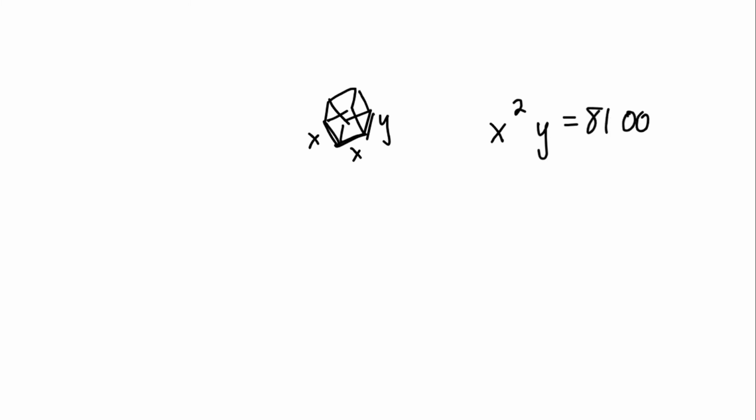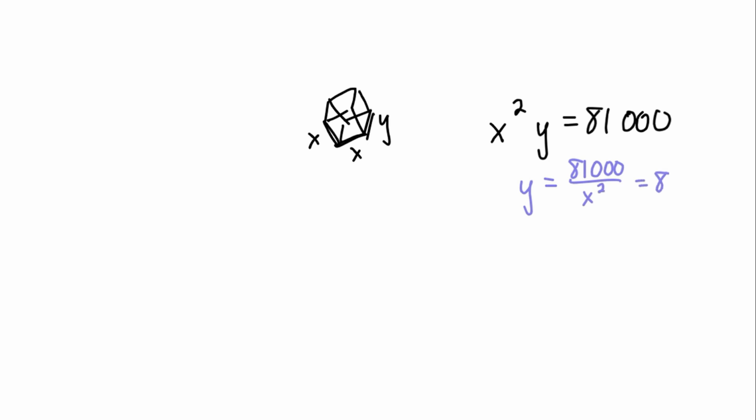I hope I'm reading this correctly, that we have a square base and we don't know the height. So let me call that y real quick. But we do know the volume, which is length times width times height, so x squared times y is 81,000 square centimeters. And what I like to do is just solve for y by dividing x squared over.